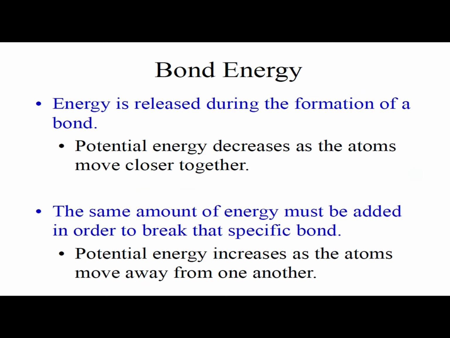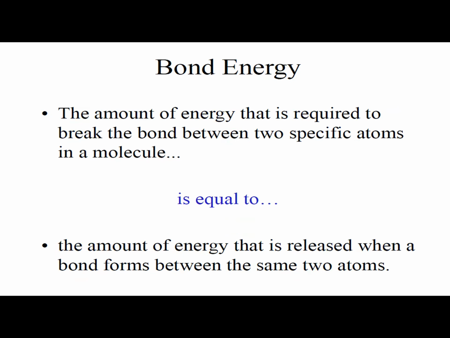Bond energy: energy is going to be released during the formation of a bond. And so when the bond is formed, the potential energy is going to decrease as the atoms move closer together. The same amount of energy must be added in order to break that specific bond. And so potential energy increases as the atoms move away from each other. So the amount of energy required to break the bond between two specific atoms is going to be equal to the amount of energy that is released when a bond forms between the same two atoms.